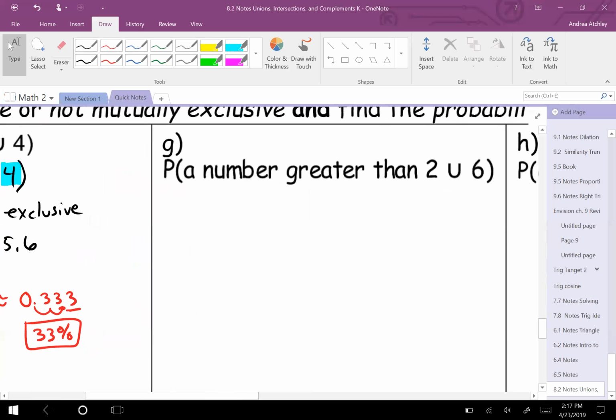Okay, we want to do the probability of a number greater than 2 or a 6. Can those both happen at the same time? Yes, they can. 6 is greater than 2, so it could happen at the same time. So this is not mutually exclusive.